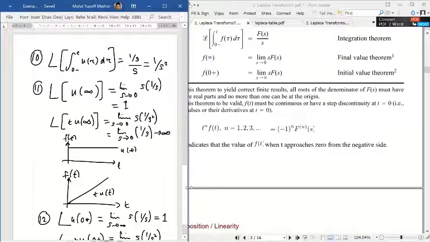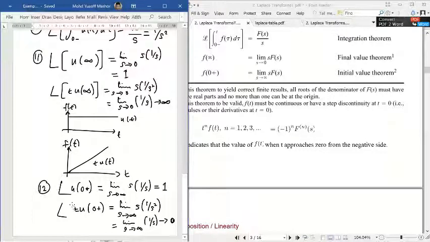Okay, let's see the example. Let's say we take the step function again. The step function we know is 1 over s, multiplied by s. But of course, for the step function after you multiply, it becomes 1 already, so there's no need to apply this limit. So it's equal to 1. Yes, so the step function after 0 is equal to 1. So it's true.